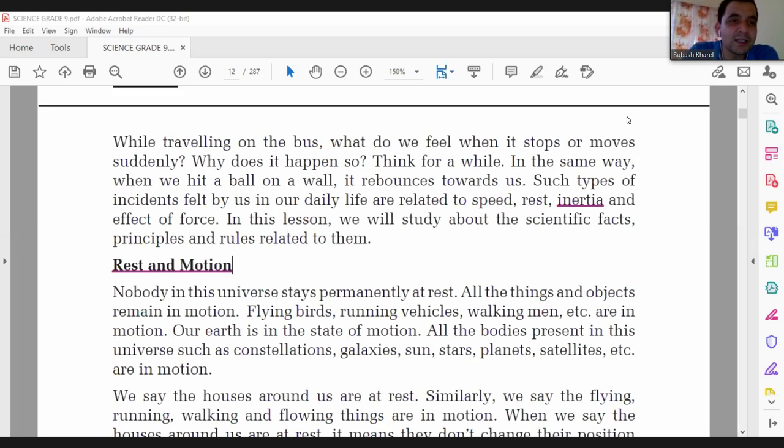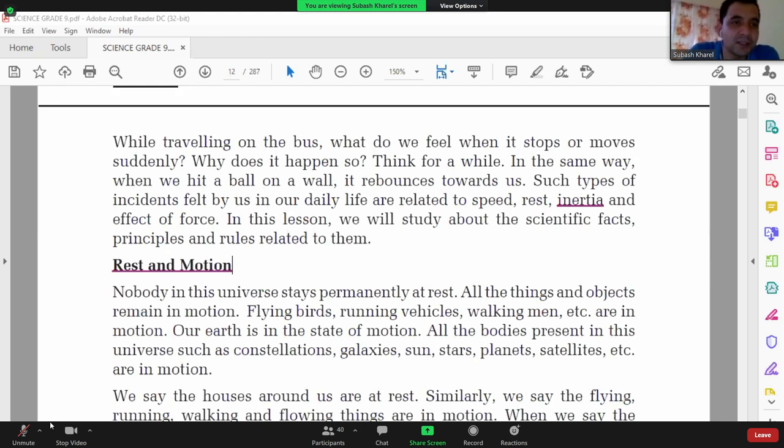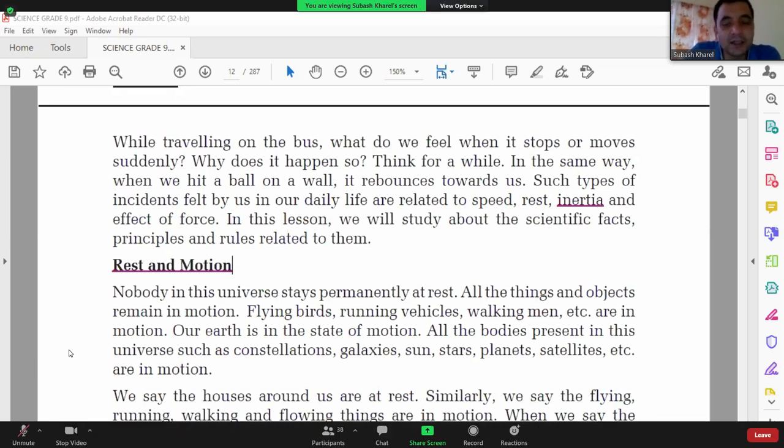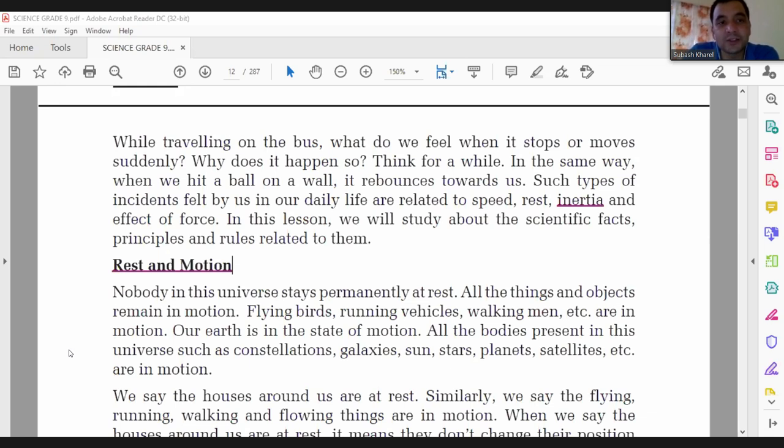Force changes the state of body, and change or try to change the state of body, which should we say? Try to change. Change or try to change. Sometimes it changes by itself, sometimes it only tries to change. Force can change or try to change the state of body from rest to motion or motion to rest.